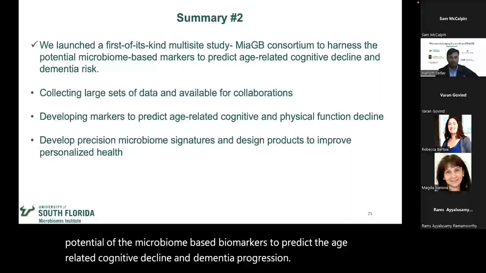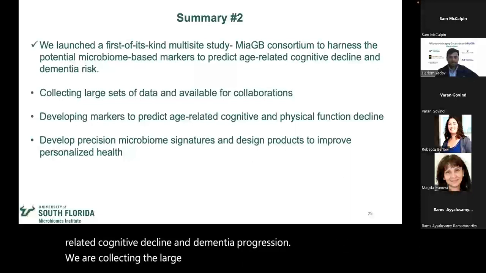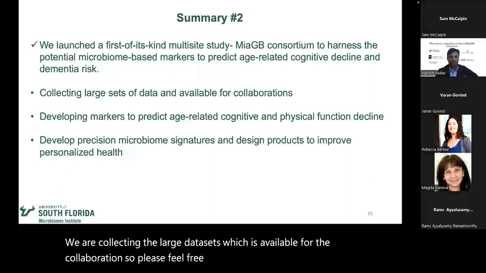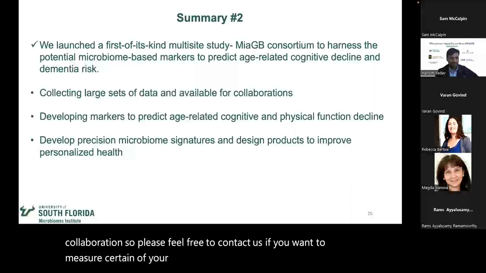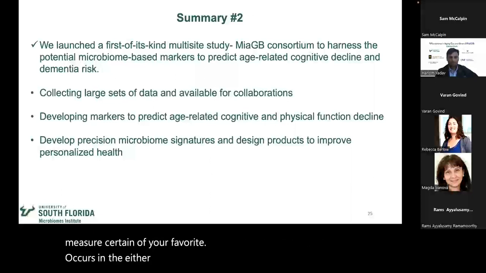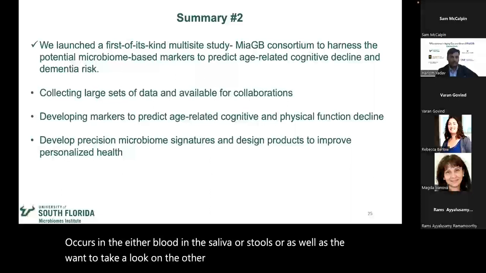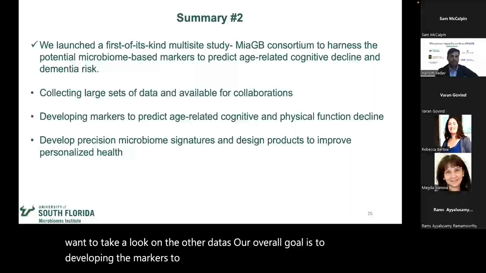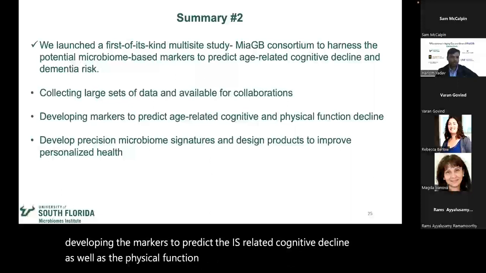We are collecting large data sets, which are available for collaboration. So please feel free to contact us if you want to measure some of your favorite markers in blood, saliva or stool, or if you want to take a look at the other data. Our overall goal is to develop markers to predict age-related cognitive decline as well as physical function decline, so both brain health and muscle health.